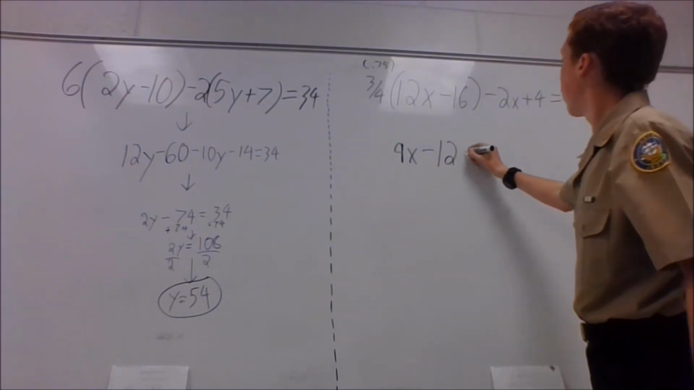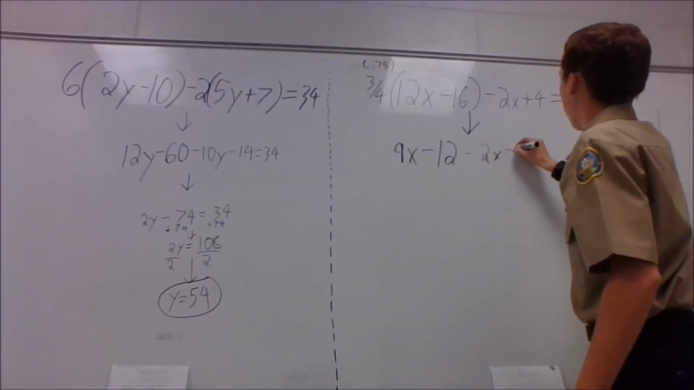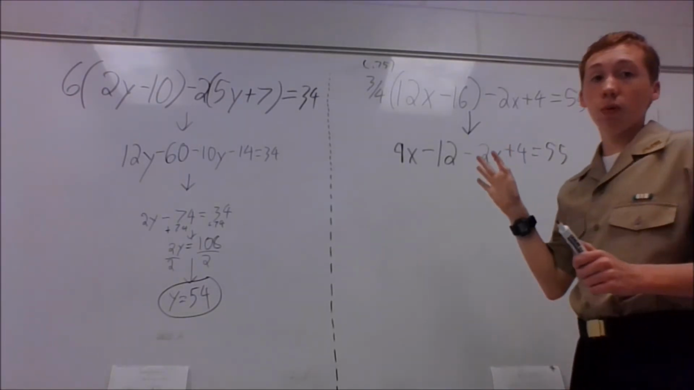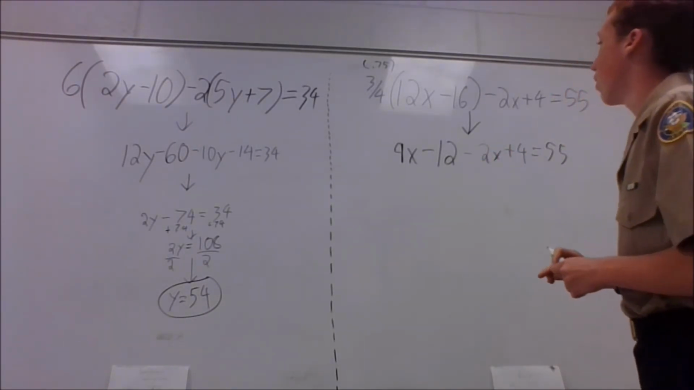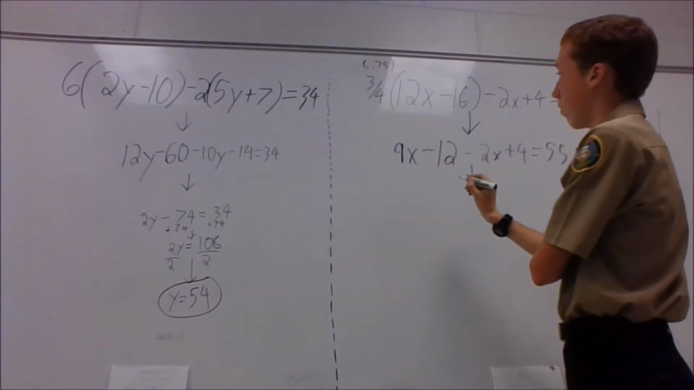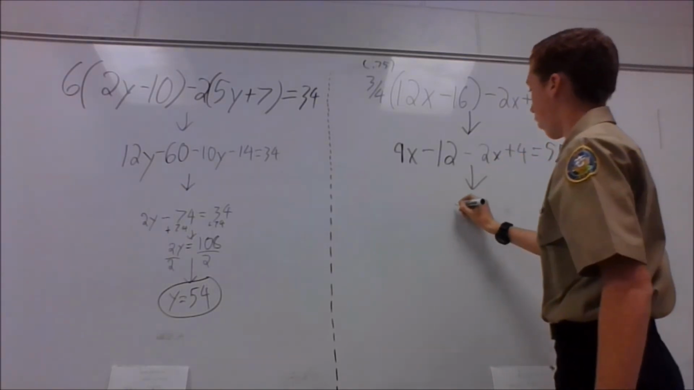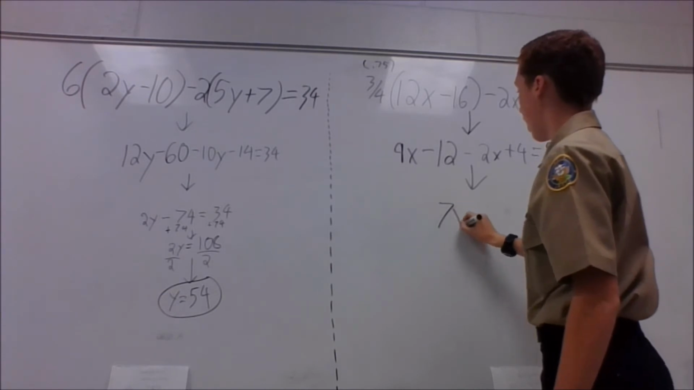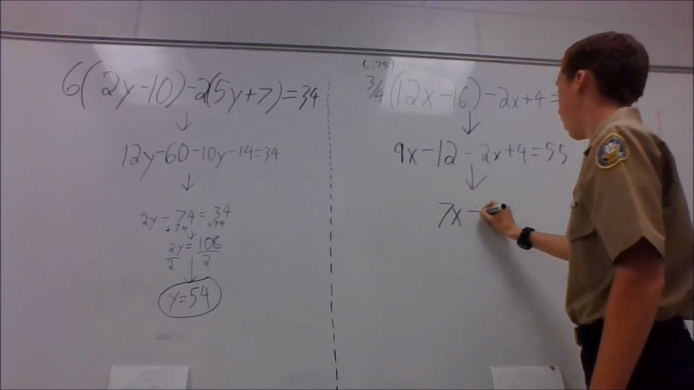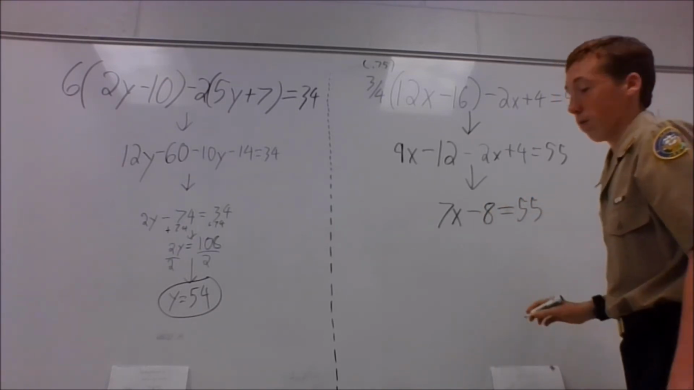So we just fill out the rest: negative 2x plus 4 equals 55. Now, that was the hard part. Now we should be good to go. So, let's go ahead and combine like terms. Positive 9x minus a negative 2x is going to be 9x plus 2x, 7x? No, 11x. Negative 12 plus 4 is negative 8, equals 55.